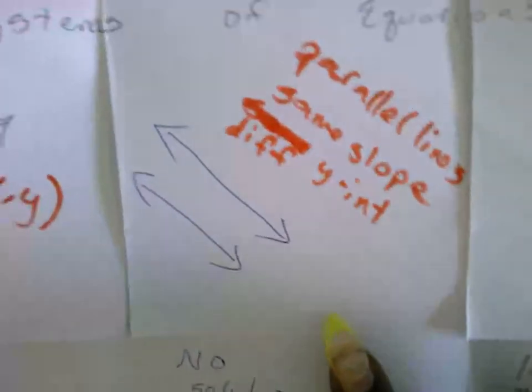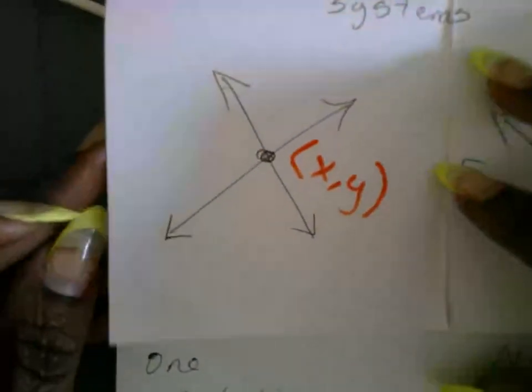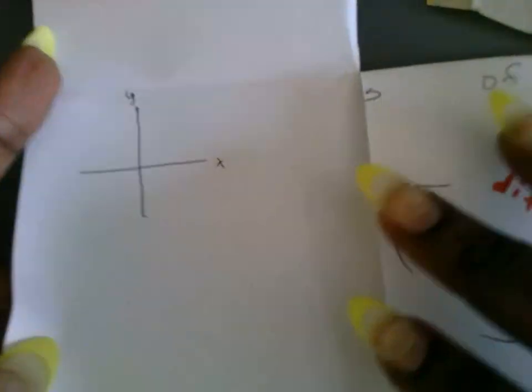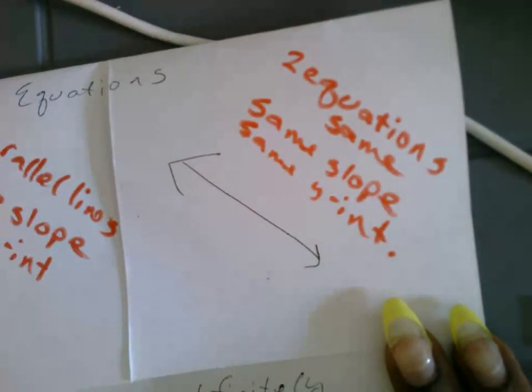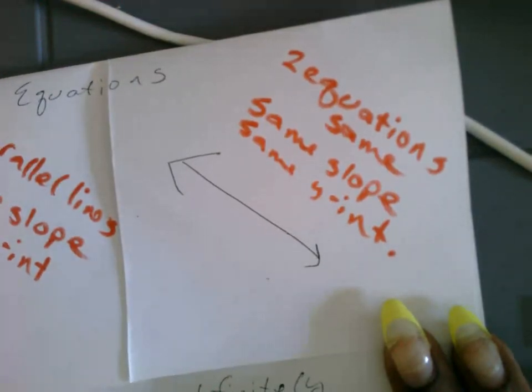We have a second for the last one: two equations that are the same. They have the same slope and the same y-intercept.